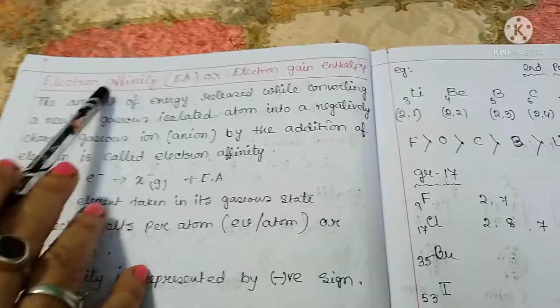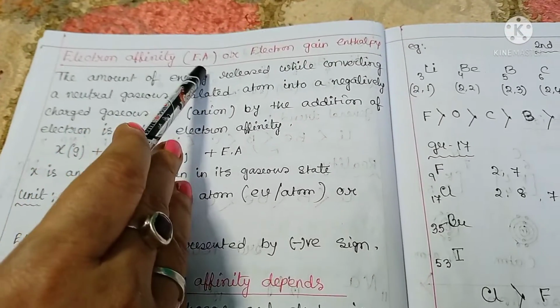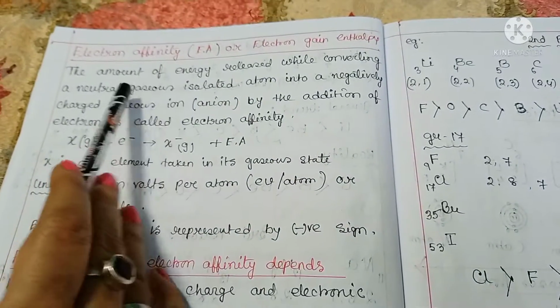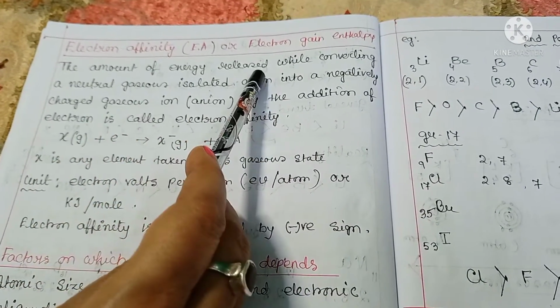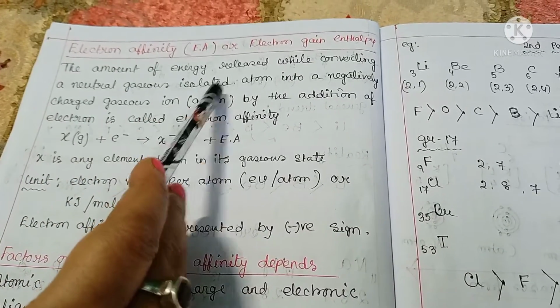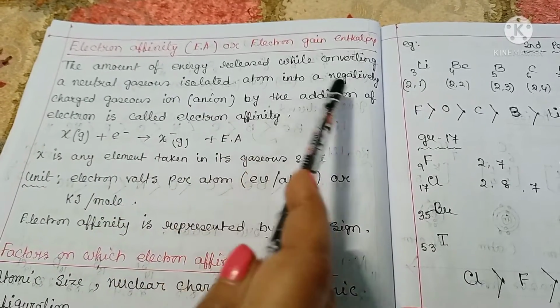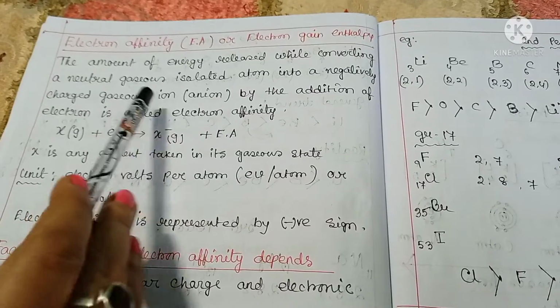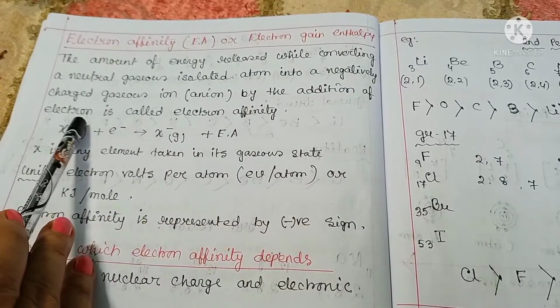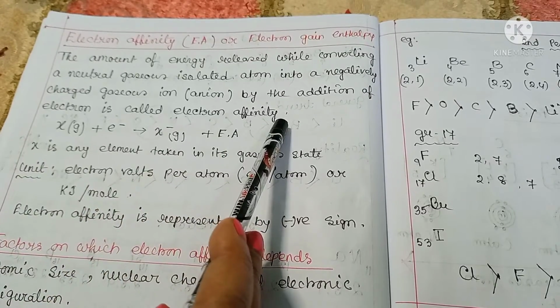Now I will discuss electron affinity, or electron gain enthalpy. The amount of energy released while converting a neutral gaseous isolated atom into a negatively charged gaseous ion, meaning an anion, by the addition of an electron is called electron affinity.